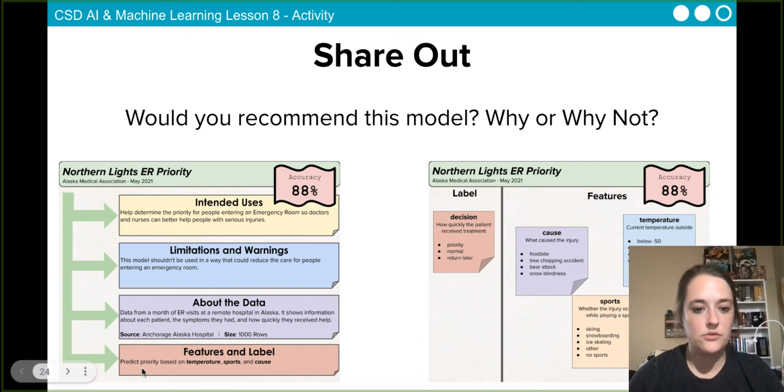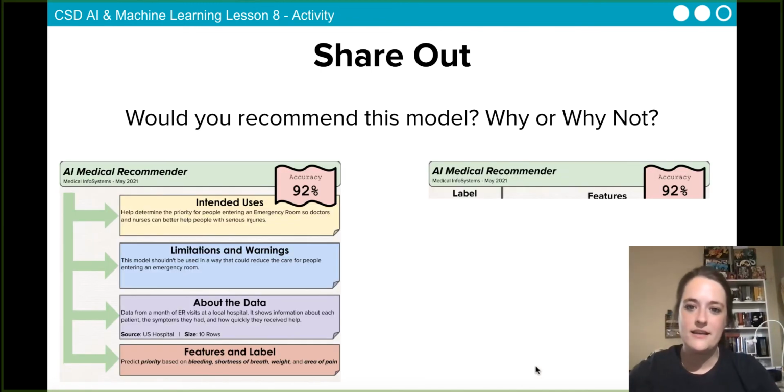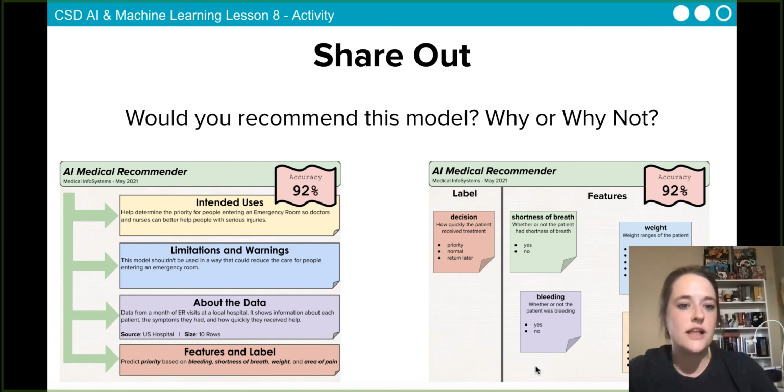Features and labels predict priority based on temperature, sports, and cause. Sports include no sports, others, ice skating, snowboarding, skiing. The cause, frostbite, tree chopping accident, bear attack. 88% accuracy though, but again, Alaska. Okay. And then our third model, AI Medical Recommender.